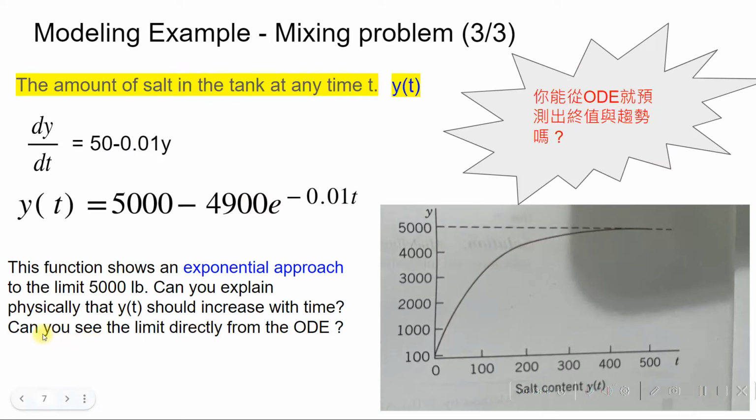At last, it asks, can you see the limit directly from the ODE? Oh, that's even easier, right? Because this is an exponential decay term. So as the time approaches infinity, this term approaches 0. So y of t will approach 5,000.